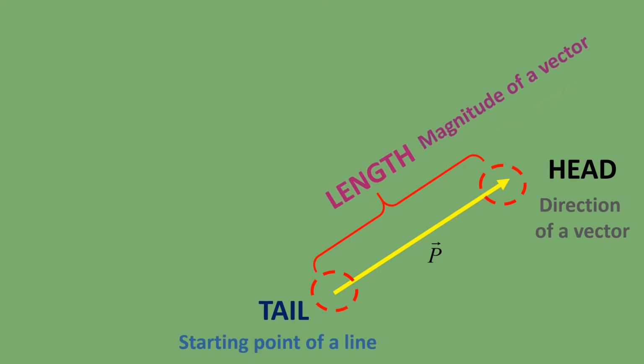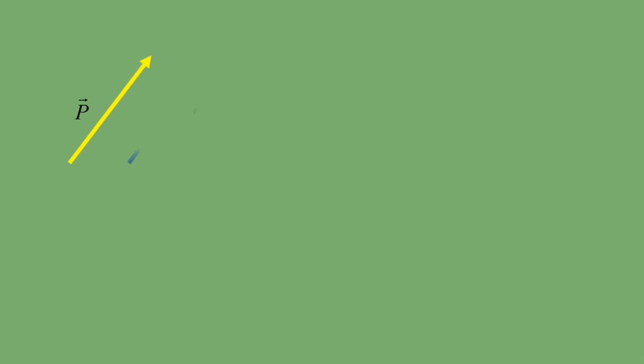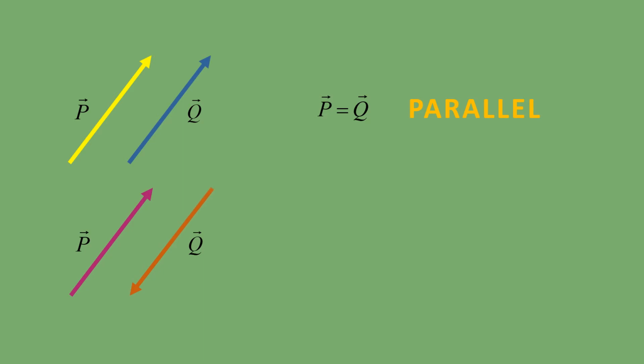of the vector. Given two vectors, P and Q, that are equal in both magnitude and direction, we call these vectors parallel vectors. If the vector Q is the same in magnitude but opposite in direction, we call these vectors anti-parallel vectors.